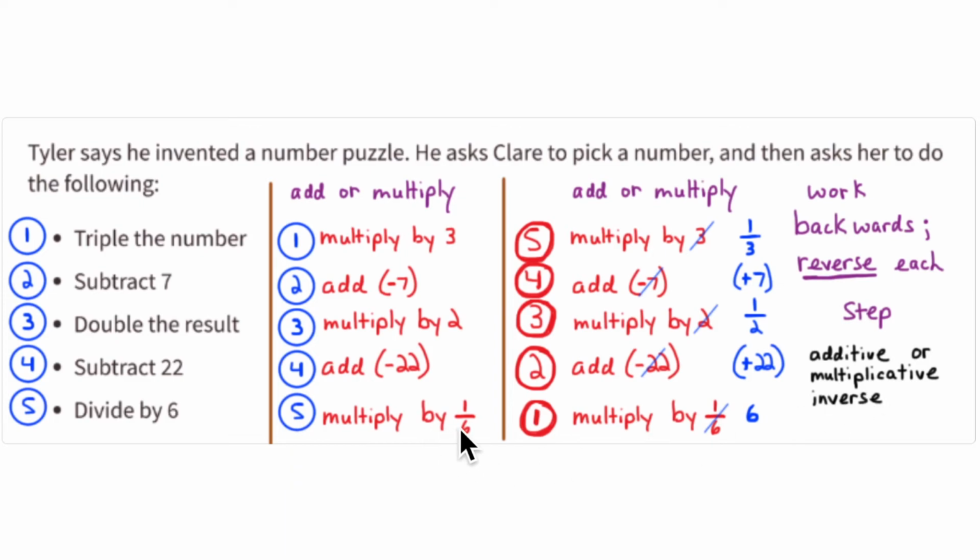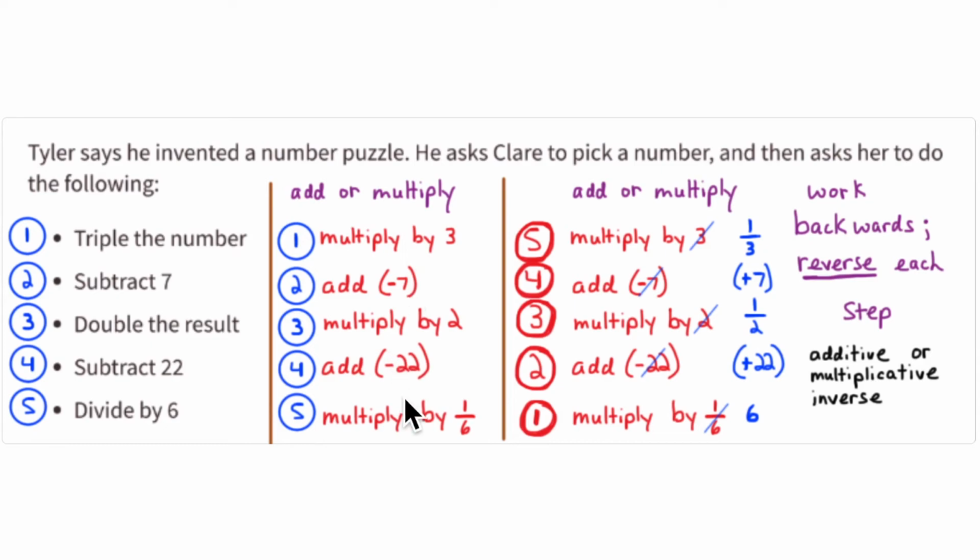So multiply by 1/6, working backwards, the inverse of that is to multiply by 6, the multiplicative inverse. To add a negative 22, the inverse of that is to add a positive 22. To multiply by 2, the inverse of that is to multiply by 1/2. To add negative 7, the inverse of that is to add a positive 7, and to multiply by 3, the inverse of that is to multiply by 1/3.